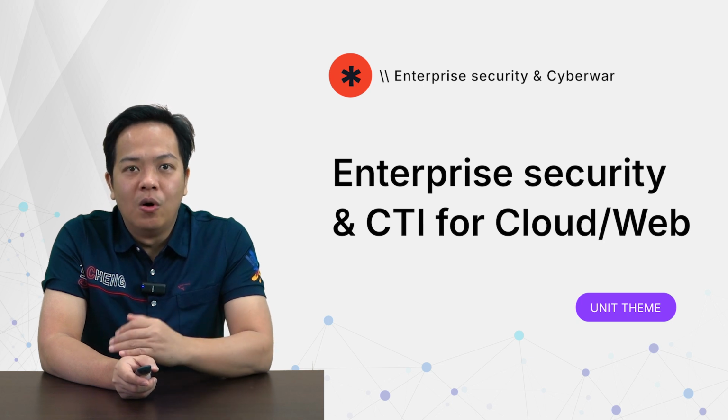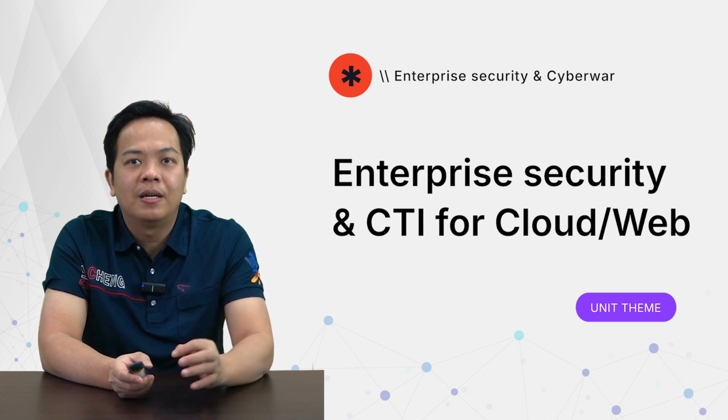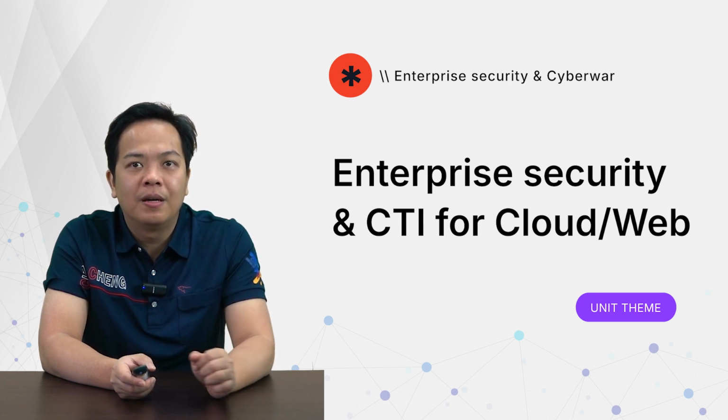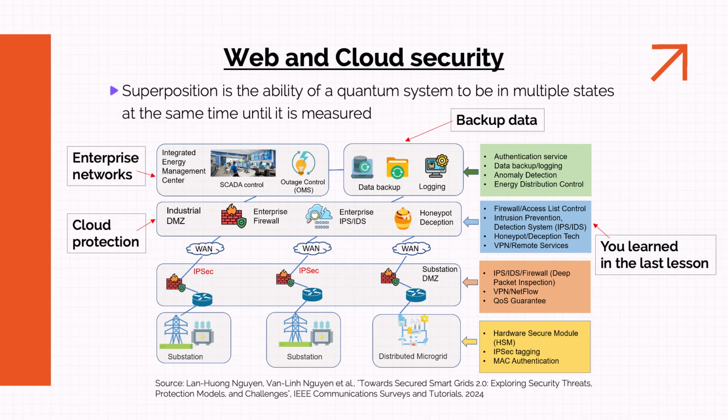Okay, the first part we look in more detail at enterprise security and CTI, the model for cloud and web. In the previous lesson we just looked at the concept of cybersecurity with some very simple examples. But today we'll see enterprise. What is enterprise security? In an enterprise, you can have a manufacturer, or a semiconductor plant, or a smart grid, or robots, or a very smart energy system. They need a very strong security architecture. So security and protection technology in this kind of enterprise network must be very strong.